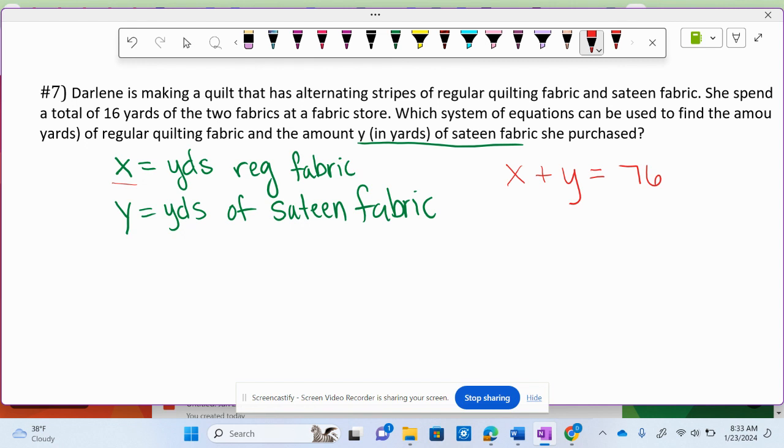What about how many yards did she purchase altogether? 16. She purchased 16 yards. That means the number of yards of the regular fabric plus the number of yards of the sateen fabric equal 16. So how are we going to solve this? Because this is the system that we're going to use. How are we going to solve this? Do you want to get rid of your X's or your Y's?